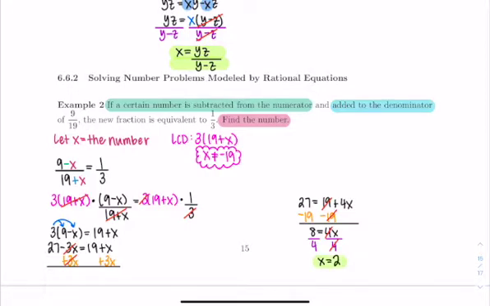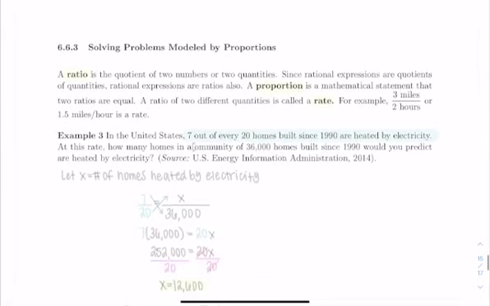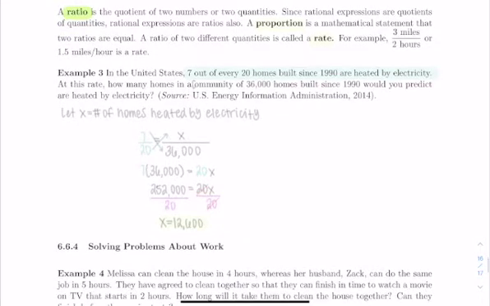The next thing we want to look at is proportions. So first off, a ratio is the quotient of two numbers or two quantities. Since rational expressions are quotients of quantities, rational expressions are also ratios. A proportion is a mathematical statement that two ratios are equal. So that just means that two fractions are equal to each other. A ratio of two different quantities is called a rate. So for example, 3 miles over 2 hours, or 1.5 miles per hour, is a rate.